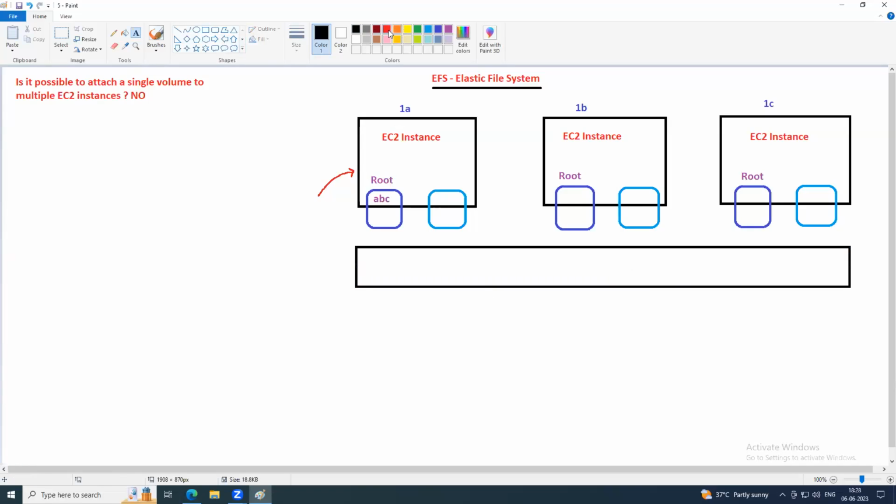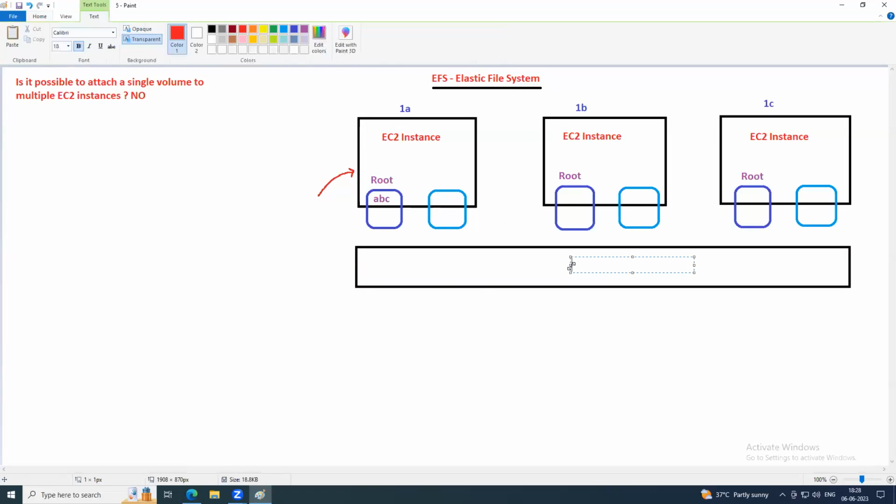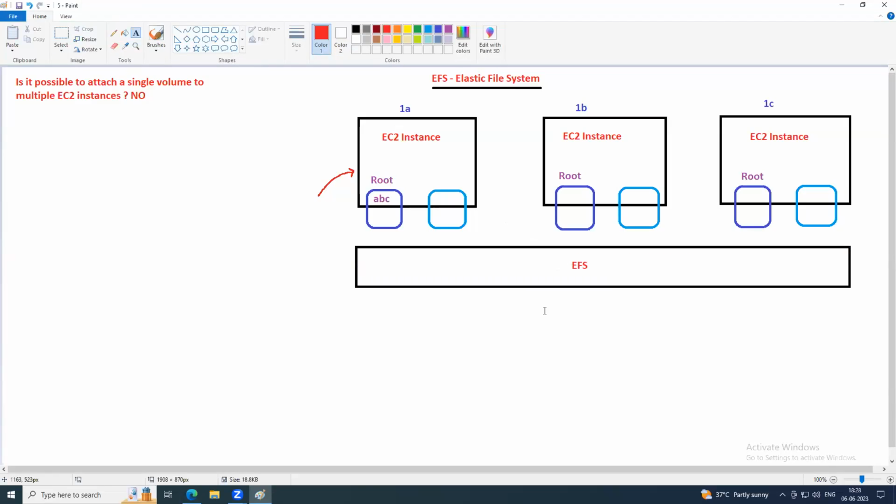So EFS is Elastic File System. This Elastic File System is completely managed by AWS. You don't need to do anything. There is a button called Create EFS with some configurations. I'll tell you what the configurations are when we go into the hands-on. You just do that configuration and click on Create. Bas, EFS will be created.